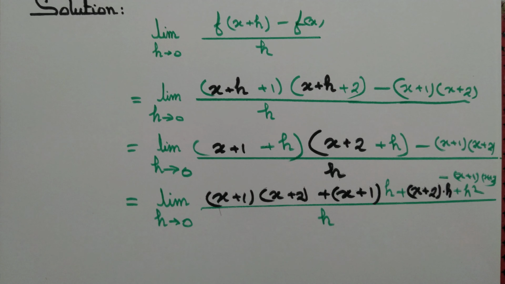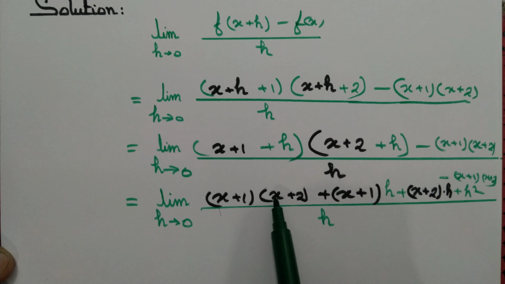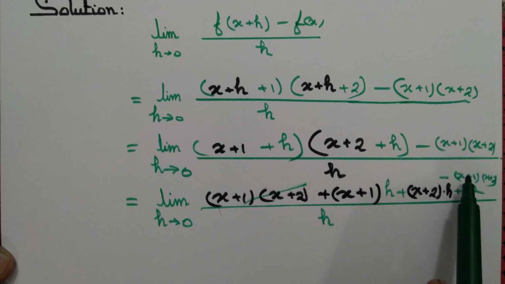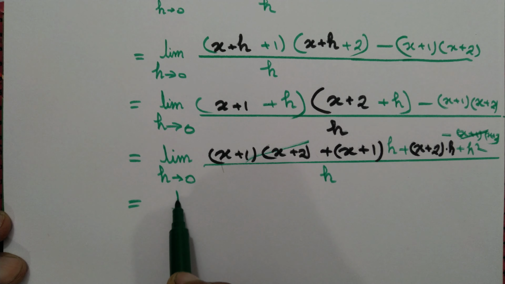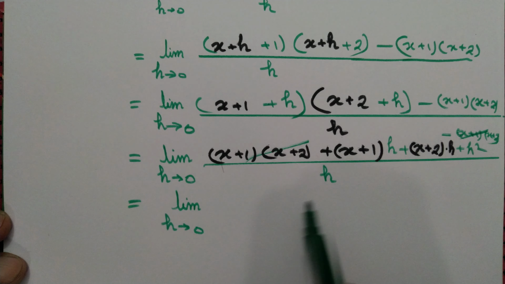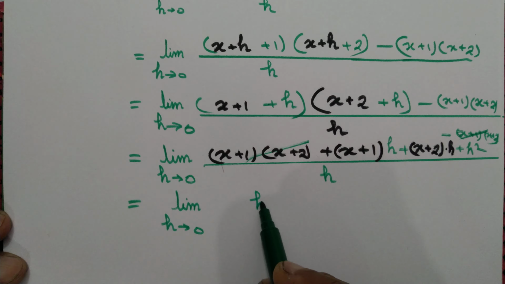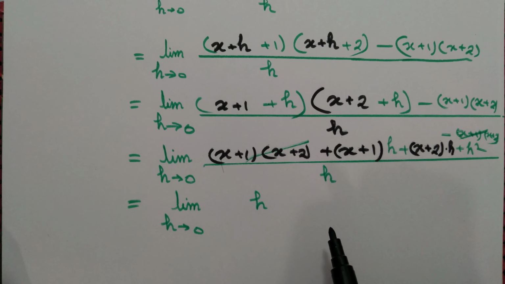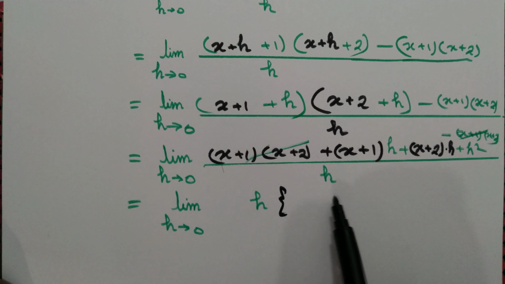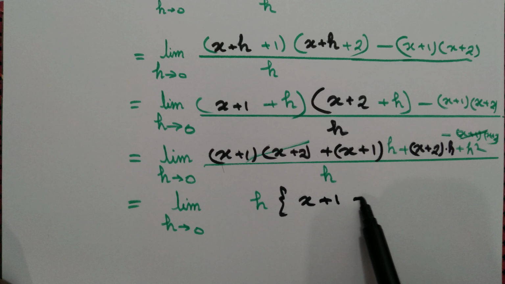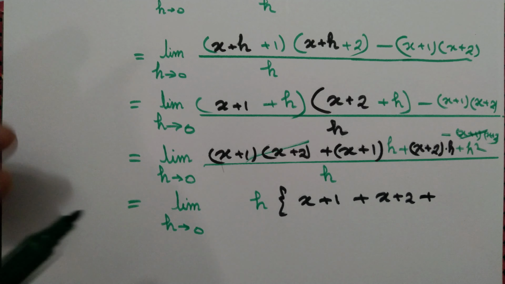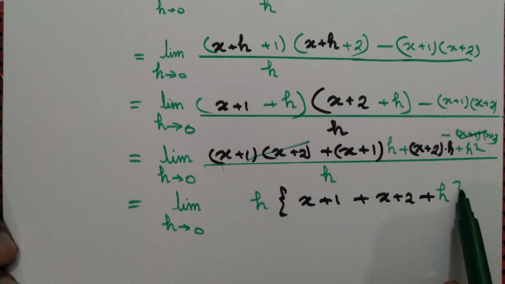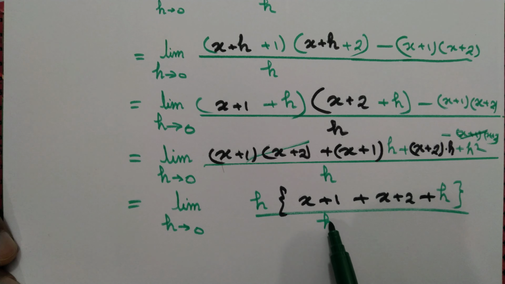Now you see that you can cancel something out. The product of (x plus 1)(x plus 2) can be cancelled. Not only that, we can cancel h as well. Limit h tends to 0, we copy. Or rather, we take h common. When we do so, we are left with x plus 1 plus x plus 2 plus h. We took h common, divided by h, copied.